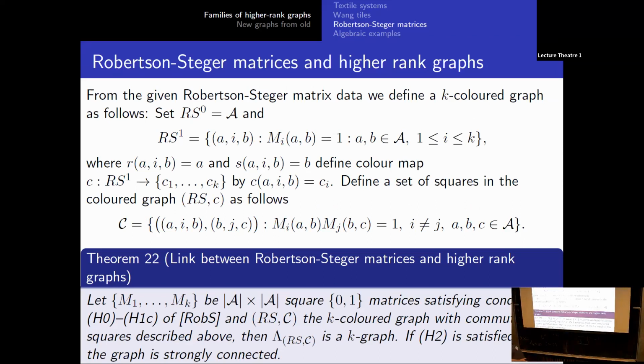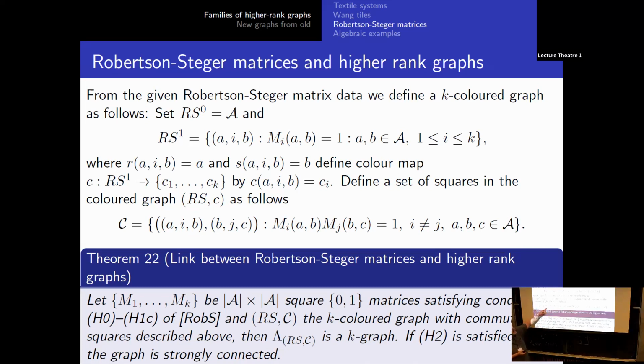So here's something new. I don't think this is in principle. You can form a colored graph from a Robertson-Steger system. So your vertices are A, and you create edges with A, I, and B, where M_i of A, B is 1. And that's going to be an edge of color i between A and B. And now you do it through all the matrices, you're going to get a k-colored graph with vertices A. And the connectivity of each colored graph is dictated by the matrix M_i.